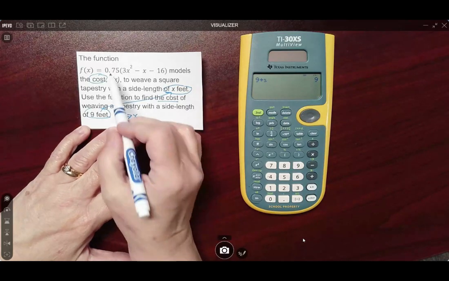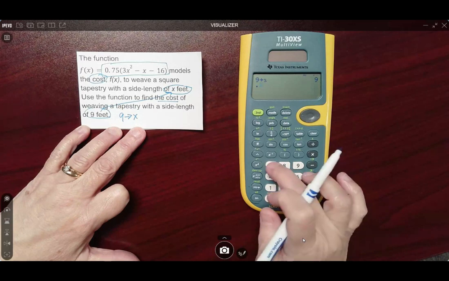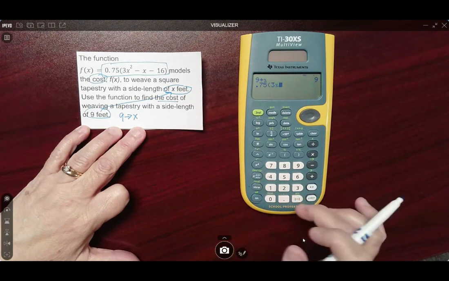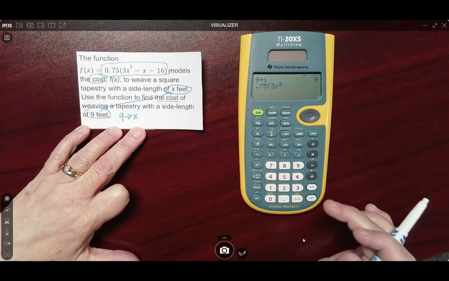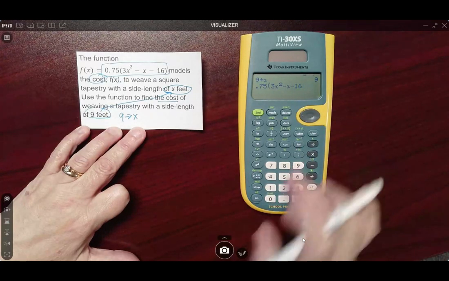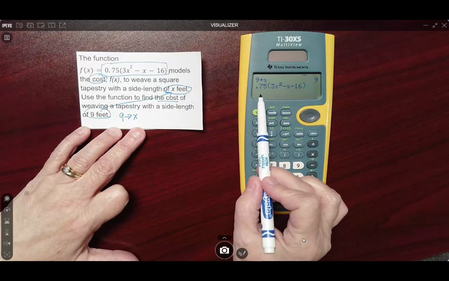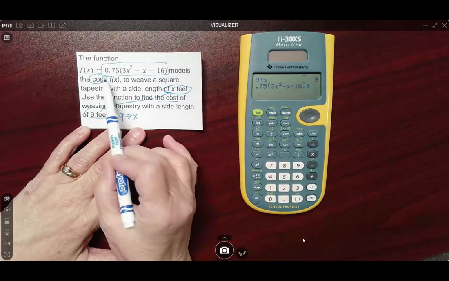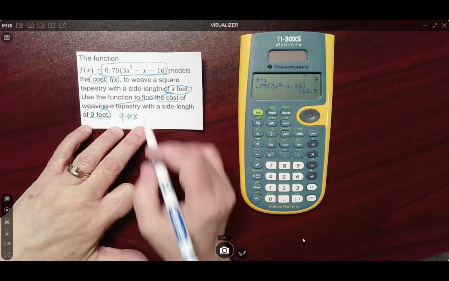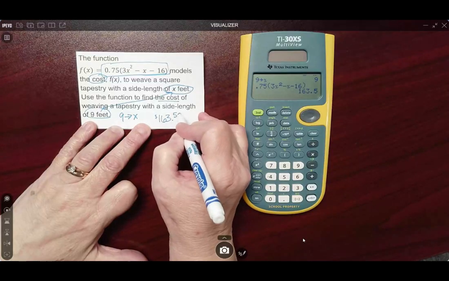And now we can type in this function, 0.75 parentheses, 3, put our x there, our exponent of 2, minus x minus 16. Close my parentheses. We're going to take a second to make sure that what I have typed in the screen matches the problem we're given. And when we hit enter, we get the cost of $163.50.